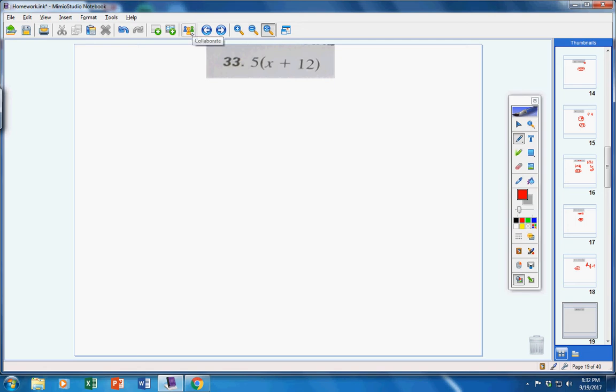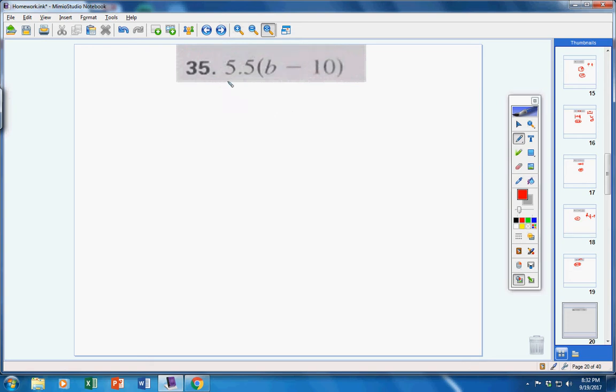Numbers 33 through 39 odd. We're going to simplify these expressions, okay? So notice we have a 5 outside of the parentheses. Take your 5 and multiply it through. 5 times x is 5x. Positive times a positive is positive. You do not have to put that positive sign if you don't want to. It's up to you. And then a positive times a positive is positive. And 5 times 12 is 60. And there's your answer.